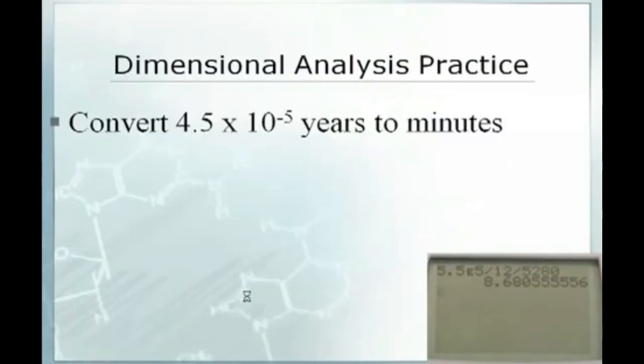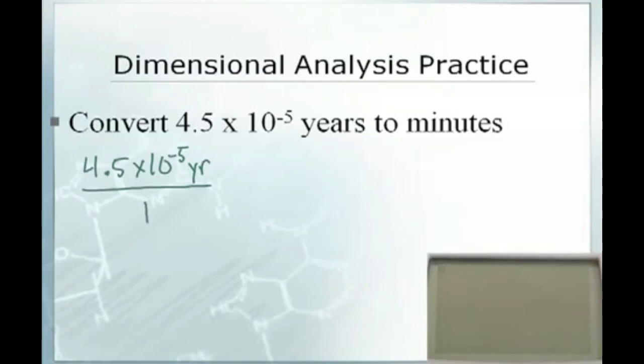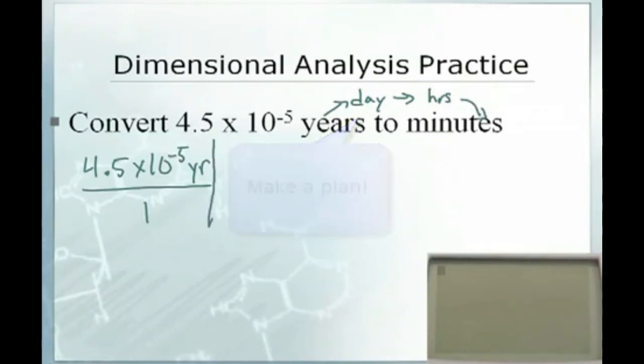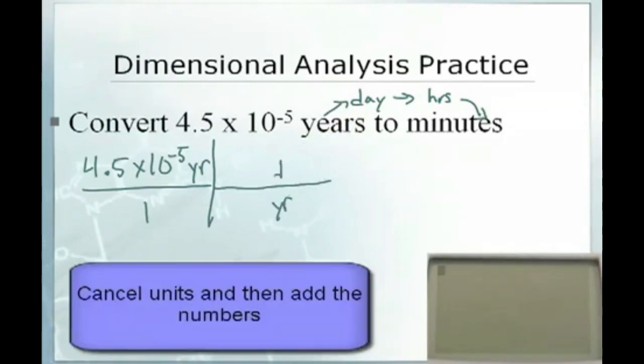All right, now let's do a nasty one. How about years to minutes? It looks fun. I'm going to let you write 4.5 times 10 to the minus 5th years over 1, and I want to convert that to minutes. Now I need to plan here. So I need to go from years to, I'll probably go to days, days to hours, and then hours to minutes. So this is going to have an additional fraction.